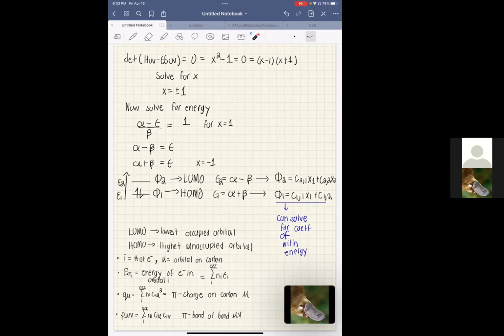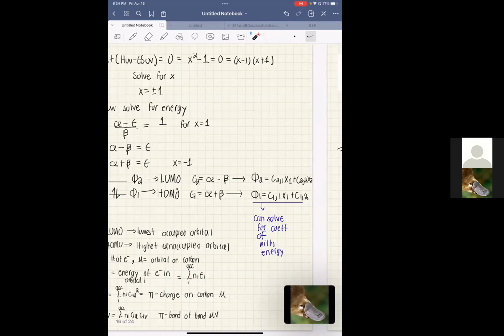system. For this, it'll be 2 electrons times that energy here, and that'll be the total energy of that molecule. And we can find out the pi charge of the carbon, and also the pi bond order of bond Mu. So like between maybe this one here, 1 and 2.